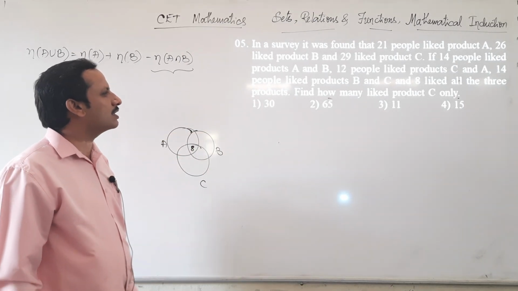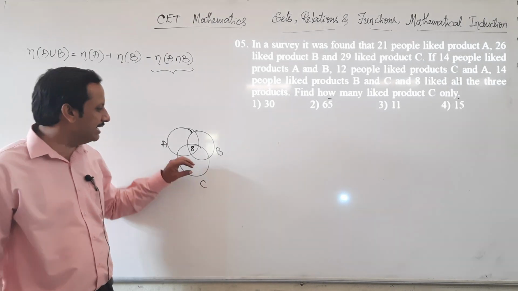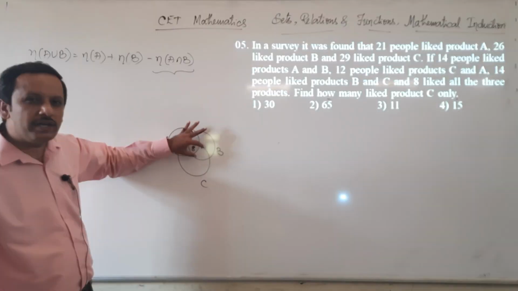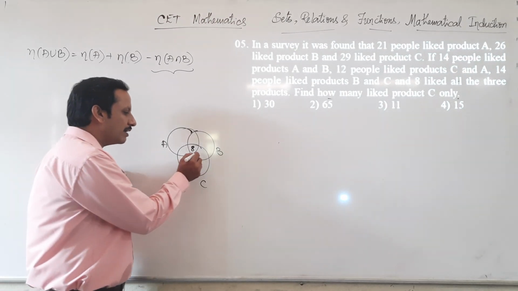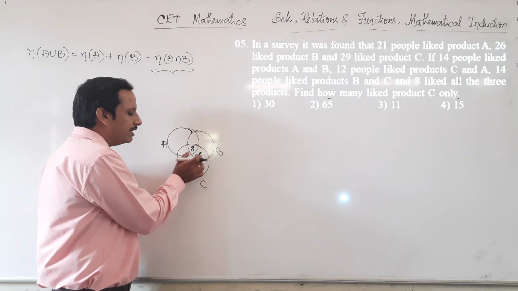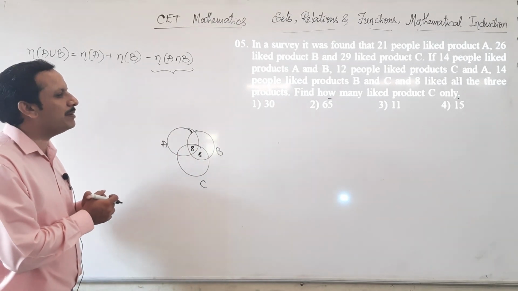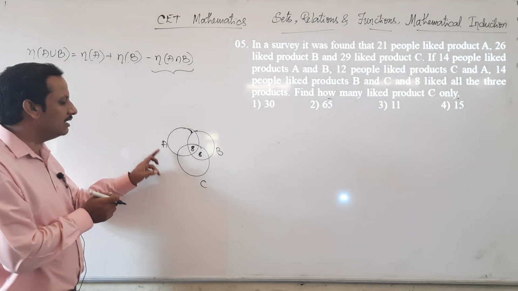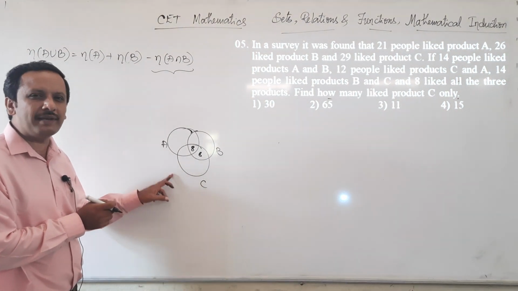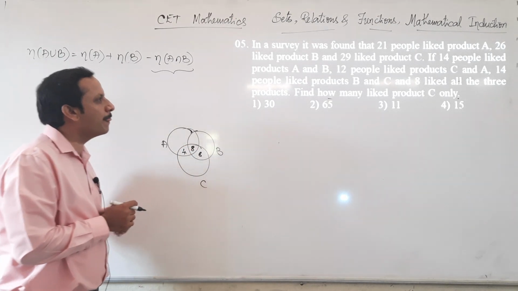14 people liked products B and C. B intersection C is this region. 14 of them liked B and C. Among them 8 I have written here, so remaining are 6. Then 12 people liked products C and A. In that, 8 we have written here, so remaining are 4.